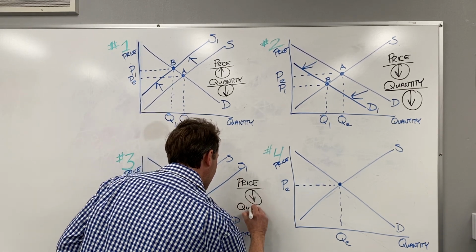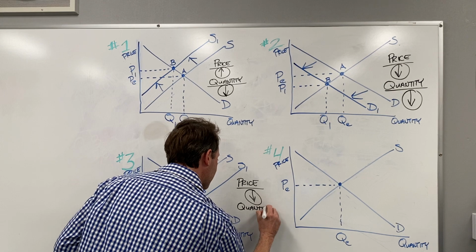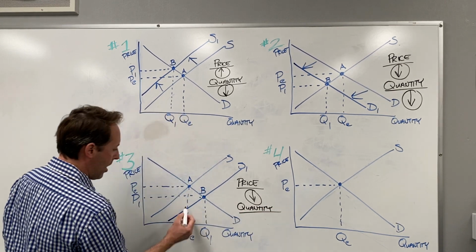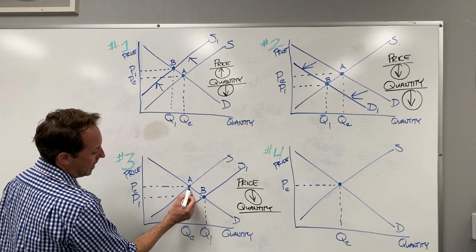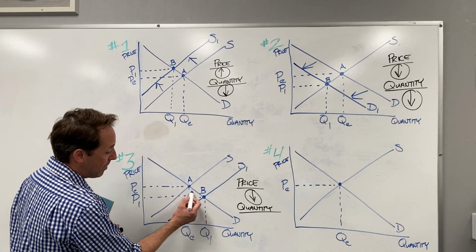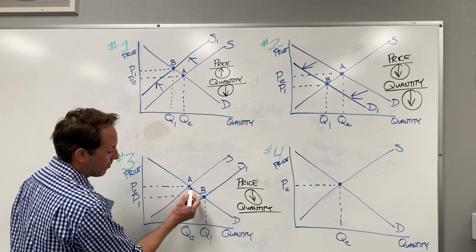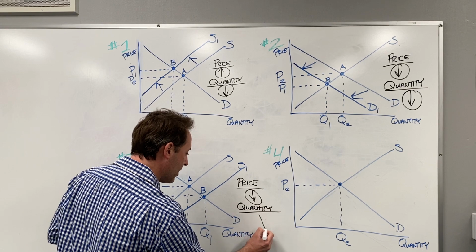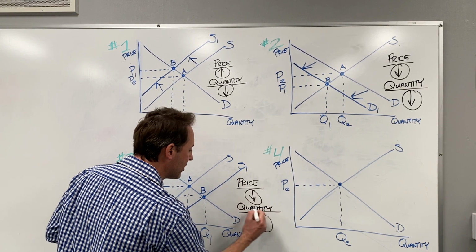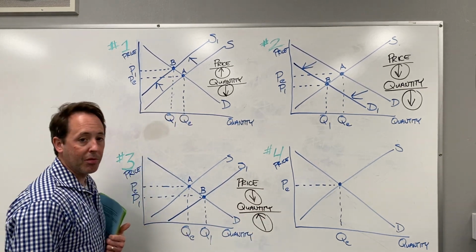And the next thing we got to look at is quantity, which I'll put up here. We're moving from A to B, and it's to the right. So remember, anytime that things move to the right here from our starting point, the quantity is increasing. So you would circle the arrow going up. And that's it for number 3.